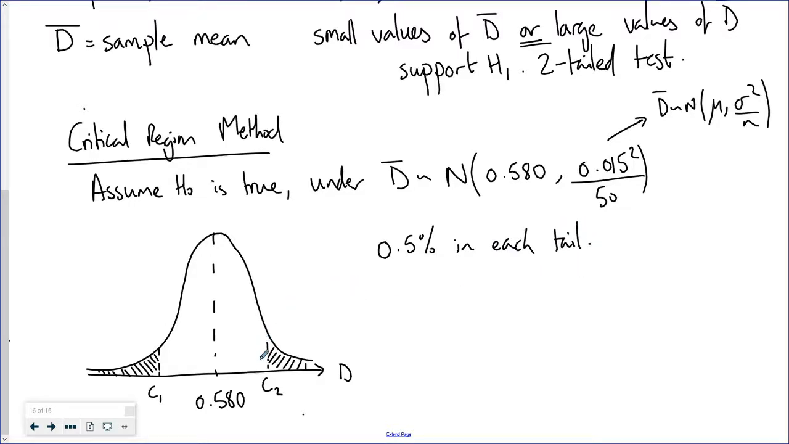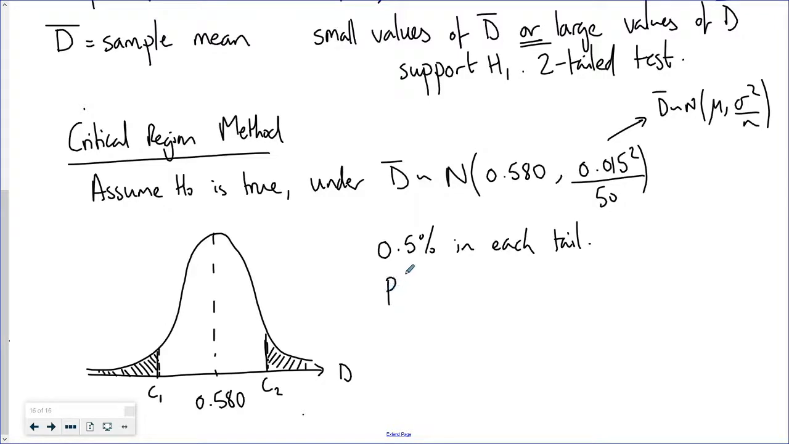Now with the binomial distribution, we'd have to do a bit of trial and error to work out what value of our distribution would be in the critical region, in the tail. Well, with the normal distribution, we can find an exact value of C because it's a continuous distribution. So it's actually a bit easier to do a hypothesis test with the normal distribution.